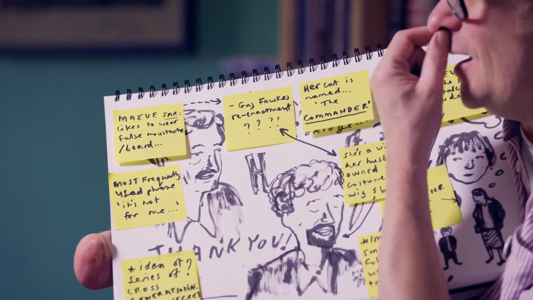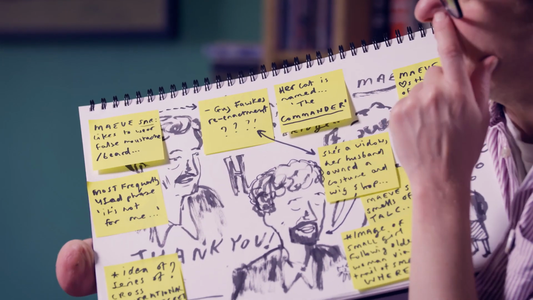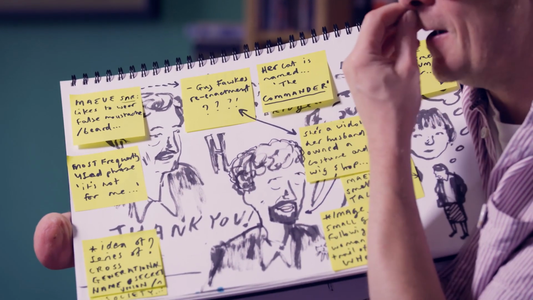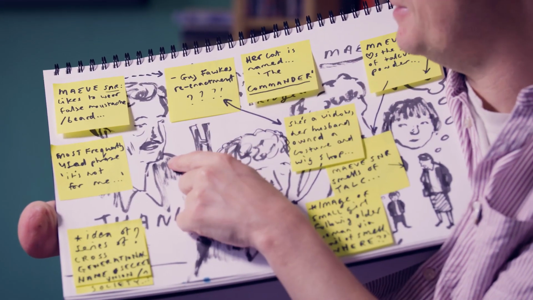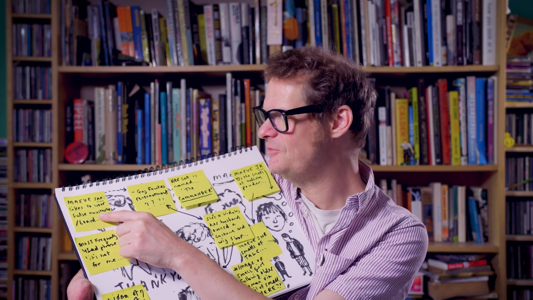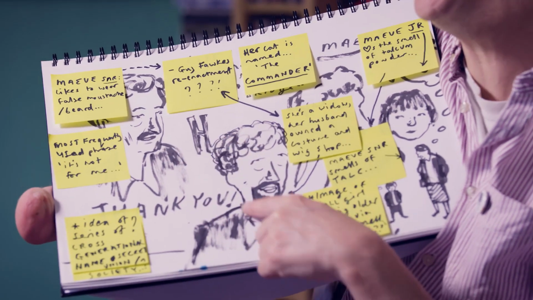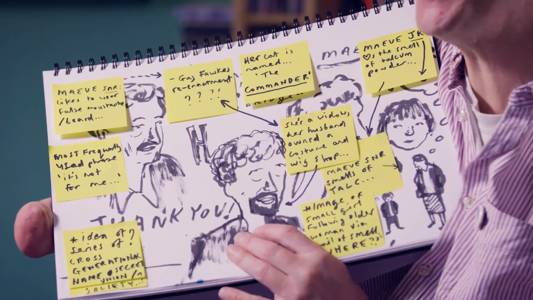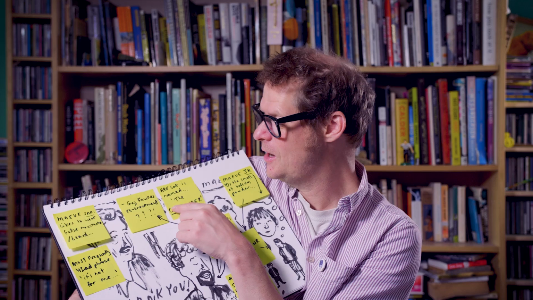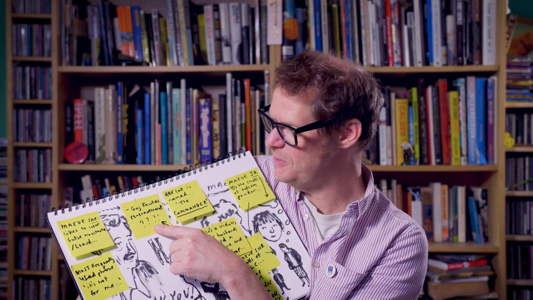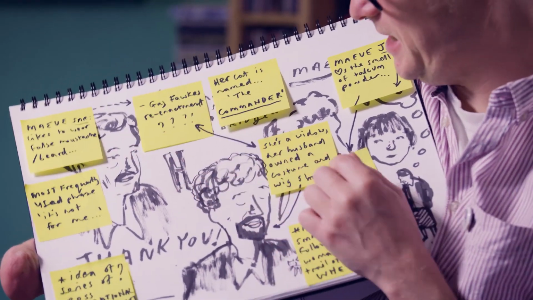So we've got Maeve C. I've called, because remember we had two Maeves. That was one of the ideas that came out from the drawings. There was the older Maeve, Maeve Senior, if that's okay. Maeve Senior likes to wear a false moustache beard. So I've actually put that stupid thing that I did very facetiously into the story now. Guy Fawkes reenactment, question mark. So that's a possible detail idea.